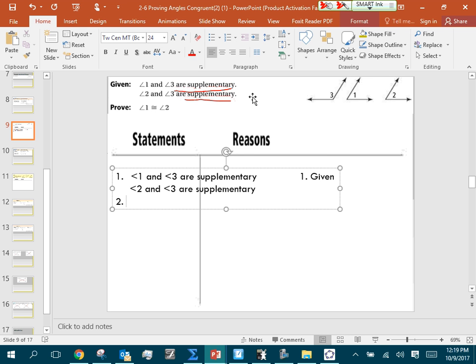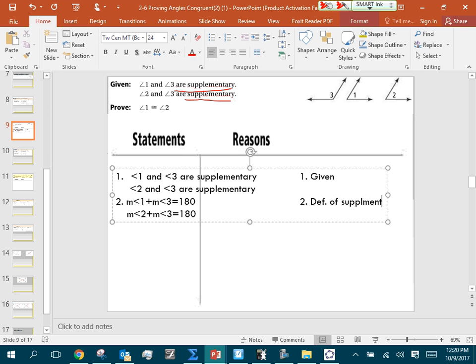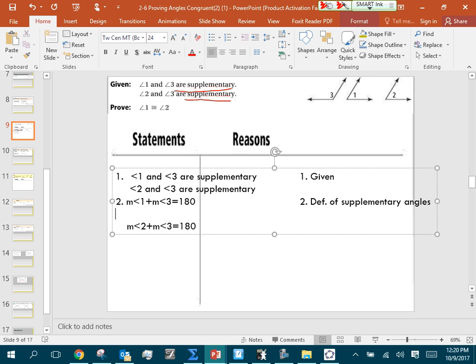They're angles that add to 180. So for us, the angles are 1 and 3. So I'm going to write measure of angle 1 plus measure of angle 3 equals 180. And I'm going to say the same thing for measure of angle 2 plus the measure of angle 3 equals 180. And that's the definition of supplementary angles.